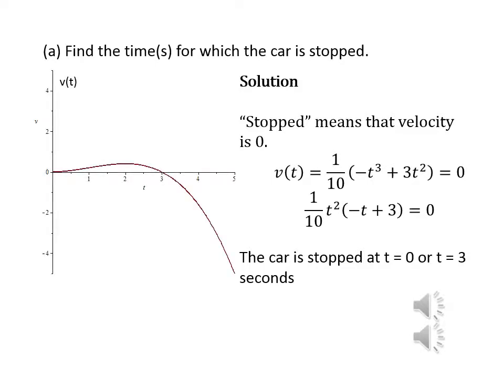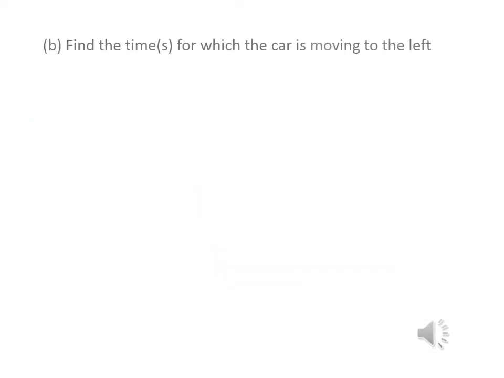Also, we can take a look at the graph of the velocity, and we see that the velocity is 0 at t equals 3 or t equals 0 seconds. B. Find the times for which the car is moving to the left.